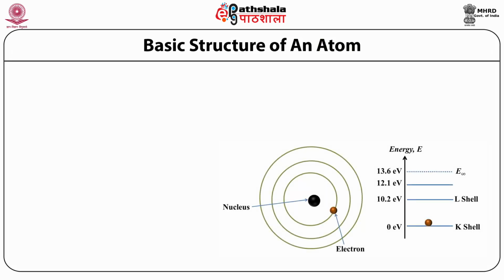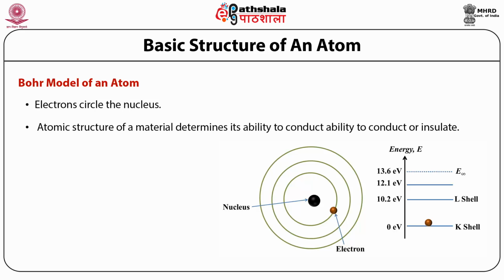Basic structure of an atom. Now students, let us begin with the basic structure of an individual atom. According to Bohr's atomic model, an atom consists of a nucleus and shells or orbits. The nucleus is composed of protons and neutrons, and the electrons revolve around the nucleus in shells.